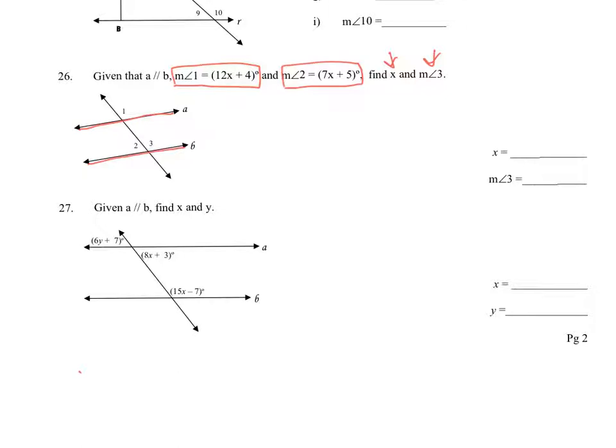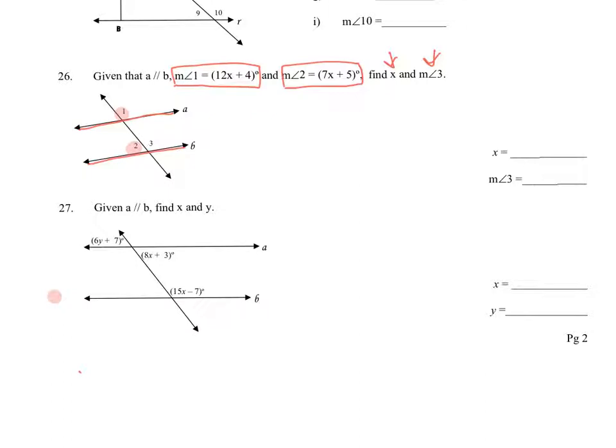So let's talk about where those angles are located and what relationship we can find. Here's angle 1 right there, and here is angle 2 right here. If we think about relationships between angle 1 and angle 2, they're not corresponding, they're not alternate interior, they're not alternate exterior. So we have to use a little bit more information here.